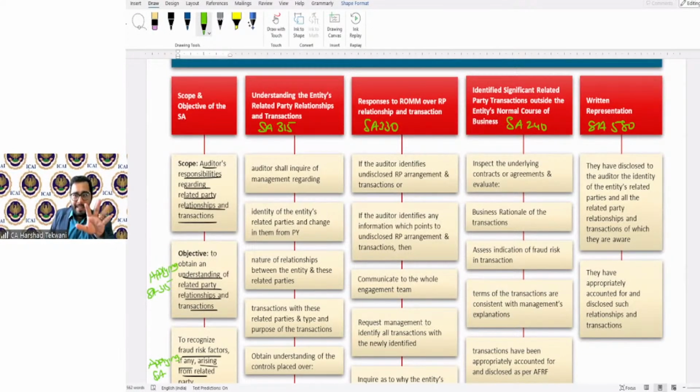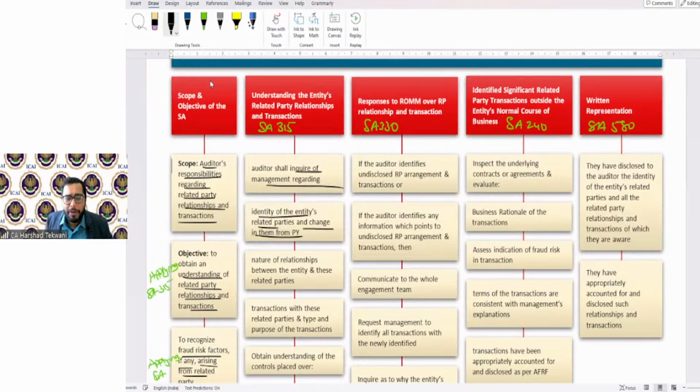Now, understanding the entity and its environment. Let's understand what the auditor is required to do. When we talk about understanding the entity and its environment, the engagement team is required to make inquiries of the management regarding the identity of the entity's related parties, including changes from the prior period. So first of all, we need to make inquiries to understand which related parties are there and the changes from the previous year.